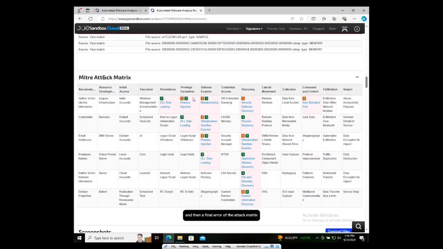And then a final area of the attack matrix where this sample has shown strong techniques includes privilege escalation. Some of these techniques may involve exploiting vulnerabilities in the operating system or applications, and using credential dumping to access high privileged accounts. With elevated privileges, this PowerShell keylogger can access more secure areas of our system, increasing its chances of capturing valuable information.